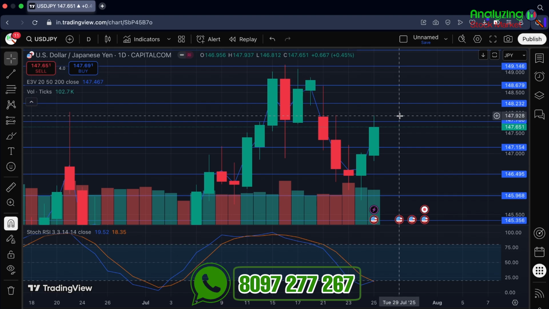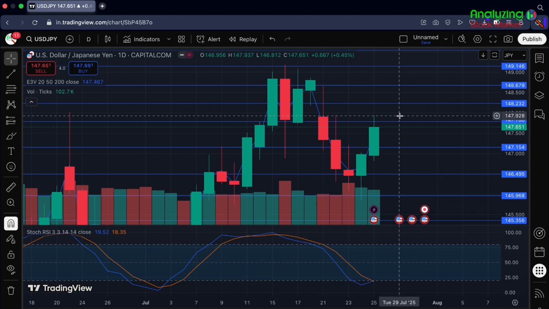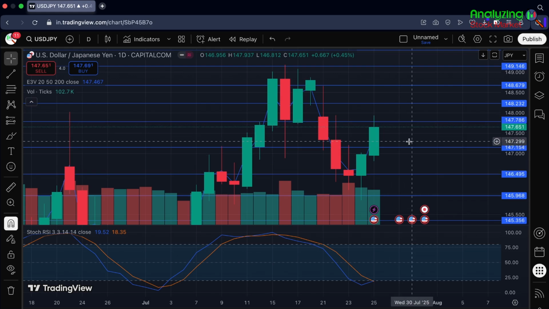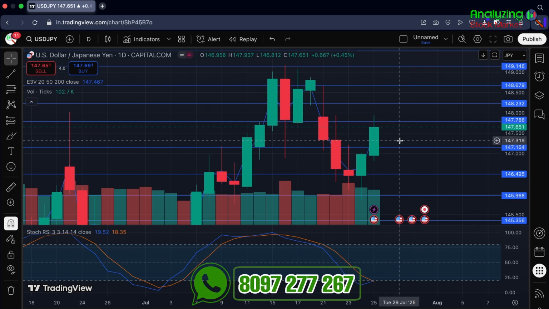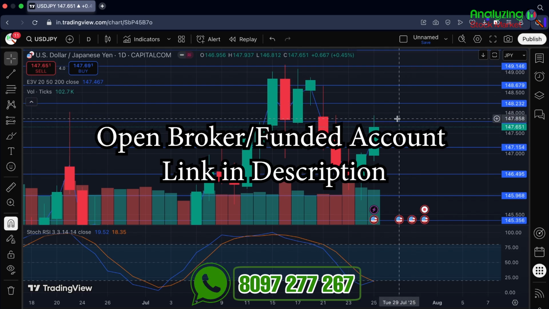Also, if you're looking for a negative or bearish move, only when the 147.154 level gets breached and a one-day candle closes below this level, then look for a bearish trade. Or else this is a no trading zone, so you have to just wait and watch in this range. My expectation is a positive move. What are your expectations? Do let me know in the comment section.